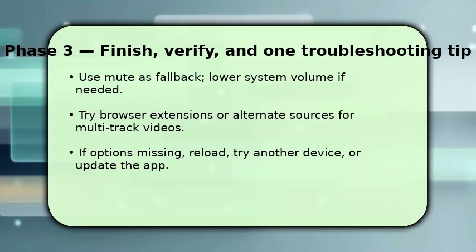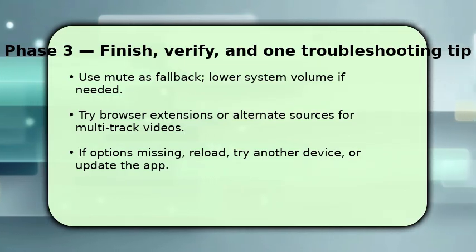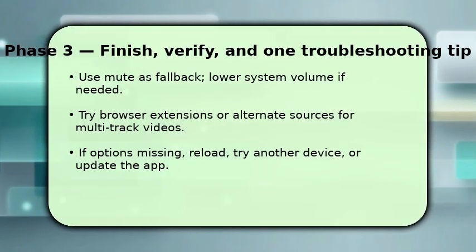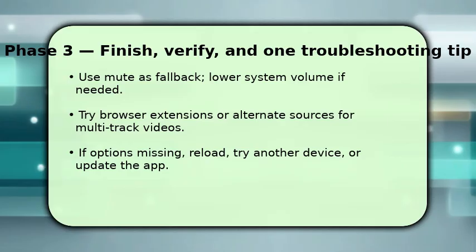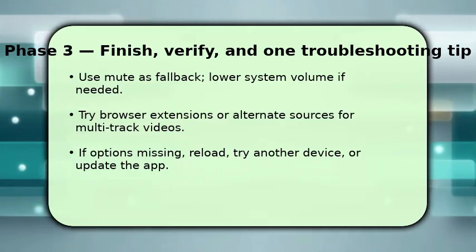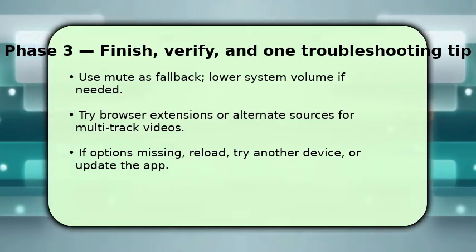Once done, consider searching for the same video with a different upload that includes multiple audio tracks, or use browser extensions that select alternate media streams. Make sure to reload the page, try another browser or device, and update the YouTube app if controls are missing. If problems persist, clear cache. This often restores missing settings and fixes playback quirks quickly.